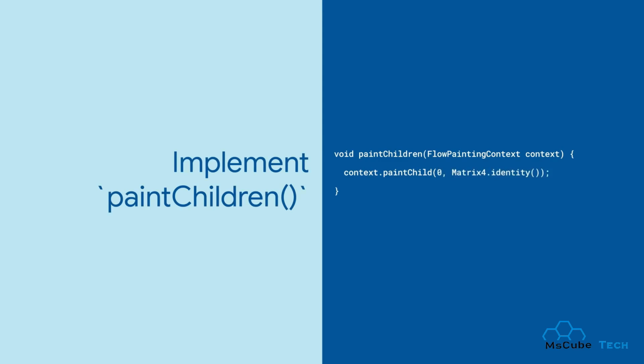To place the first child in its default position, use context.paintChild, pass 0 to indicate the first child, and use the identity matrix to indicate no transformation. To position the second child 50 pixels below the first, use context.paintChild again, but this time pass 1 as the index of the second child, and use a translation matrix. So far, this feels like a stack that uses matrices instead of positioned widgets, but that's not where Flow shines.